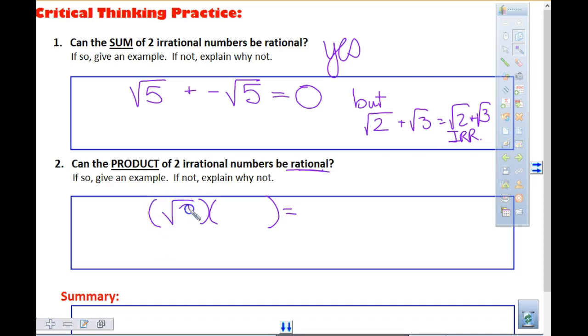Square root 2, and multiply it by something to get a fraction. What if I take it times itself? What's the square root of 2 times the square root of 2? The square root of 4, which is equal to 2.